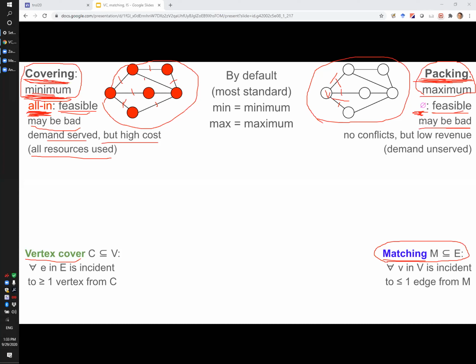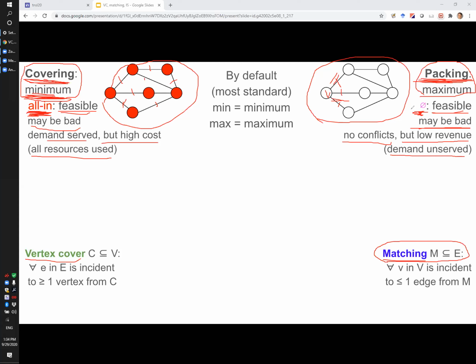But this is not really an interesting solution. It may be good because you avoided all conflicts. You never have two resources serving the same demand, or whatever, two edges coming at a single vertex. But you essentially didn't do any assignments. You have no revenue, or you didn't serve the demand, whatever.